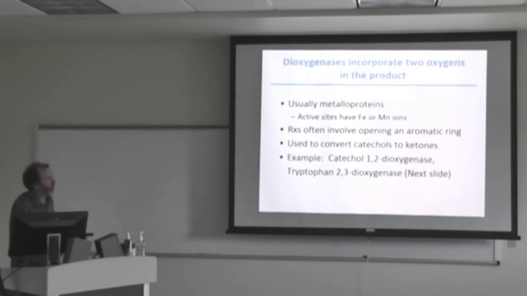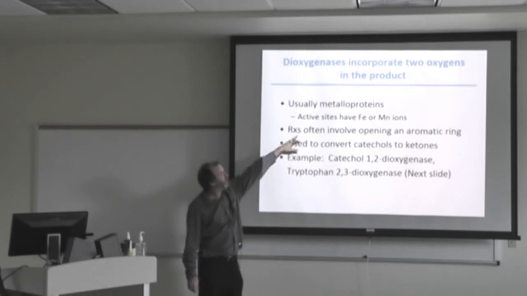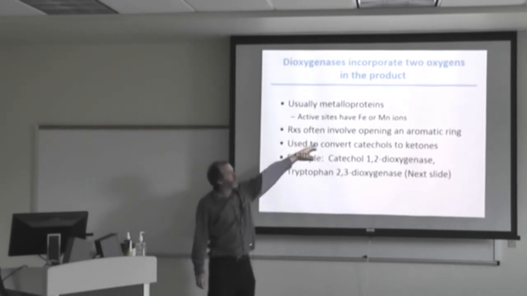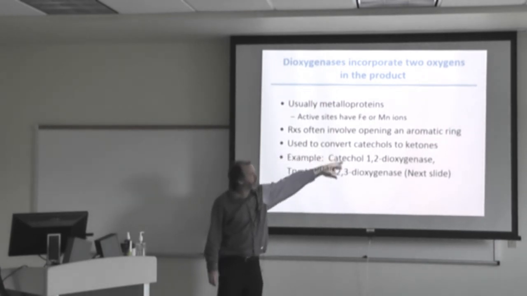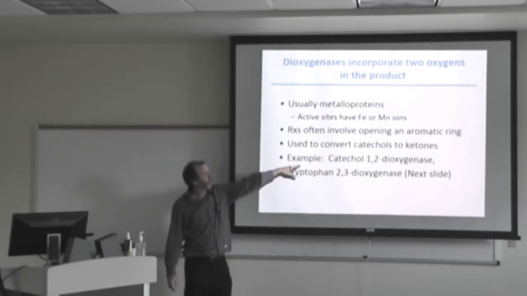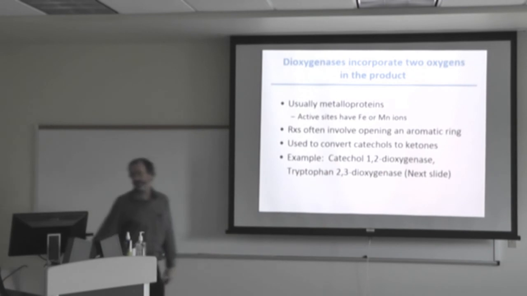Dioxygenases incorporate two oxygens into the product, and they're usually metalloproteins. The active site has an iron or manganese. Reactions often involve opening of an aromatic ring, and they are used to convert catechols to ketones. Examples are catechol 1,2 dioxygenase or tryptophan 2,3 dioxygenase.